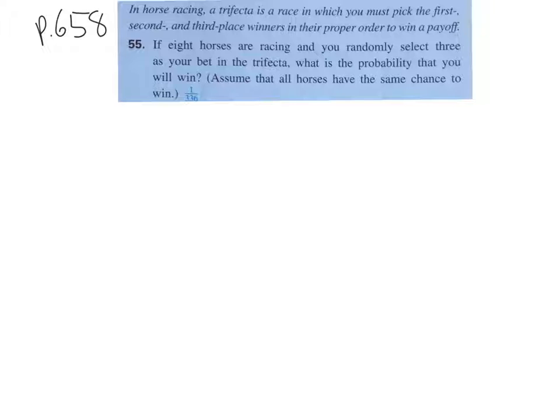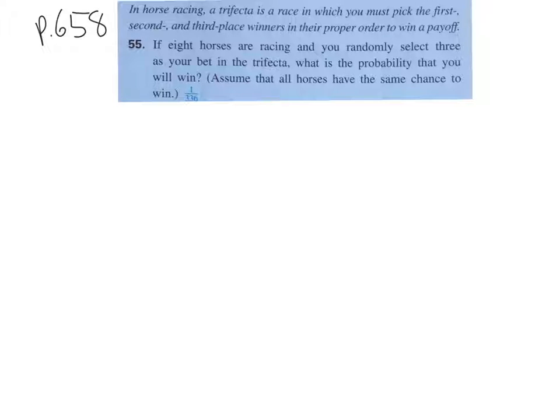Okay, page 658, similar problem to the last one. It says in italics, in horse racing, a trifecta is a race in which you must pick the first, second, and third place winners in their proper order to win a payoff. Right, so you're not only picking the 3 horses that are going to be in the top 3, you're actually picking the specific roles. You're saying that one's going to be first, that one's second, that one third. So it's probably a pretty difficult bet, I imagine. Keep in mind also, they're in proper order, right? So we already know that order matters in this case, so we're probably going to end up using a permutation.